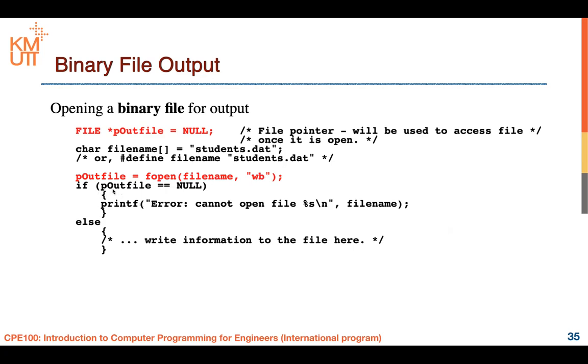And then what does it mean by if output file is equal to NULL? It prints an error: cannot open file. If you cannot open this file, it will return NULL. Otherwise you can write.